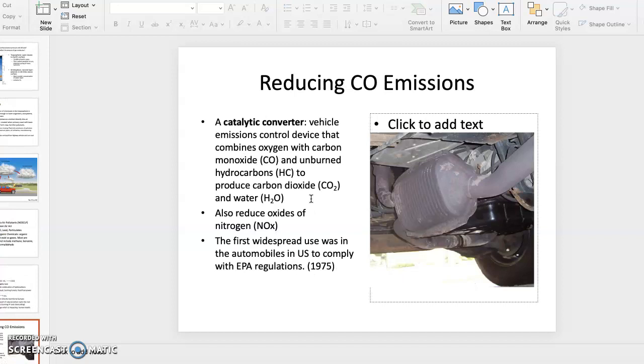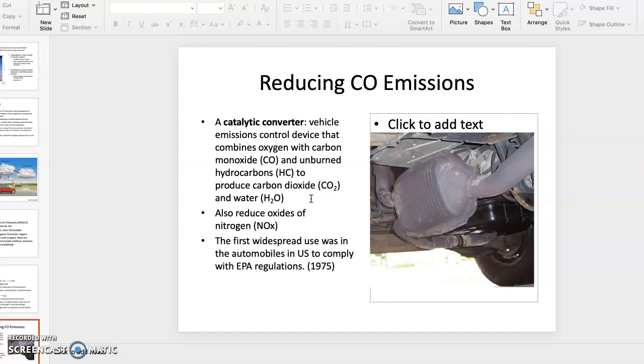So how can we reduce our carbon monoxide emissions? This is in the question on page 18. What air pollution control device did the EPA require to reduce carbon monoxide emissions? This is a catalytic converter. This is going to control the emissions from our vehicle. It reduces oxides such as nitrogen oxide, and it also lowers the carbon monoxide and the unburned hydrocarbons.